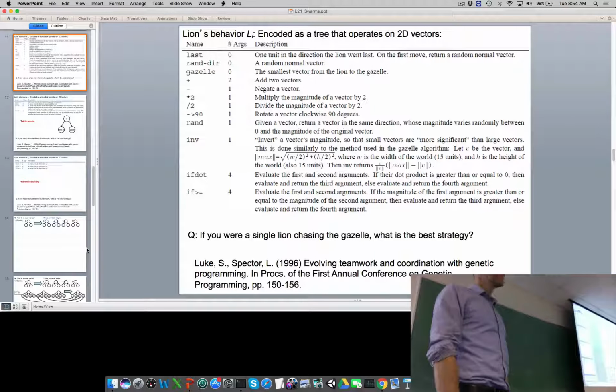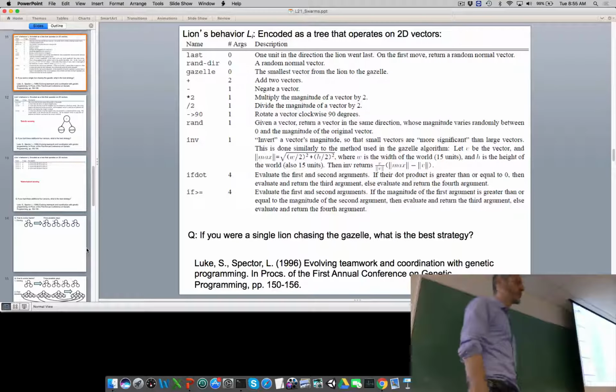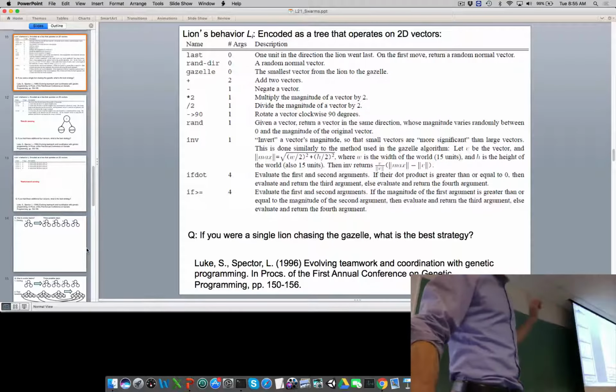Probably going with 4 lions and on a 2x2 plane, you should be able to utilize the invert vector magnitude and rotate 90 degrees to get a decent flank on this gazelle. Maybe it's possible. Maybe, right? Let's see. Okay, we're going to see some lions evolved with these GP, genetic programming trees, in a moment.